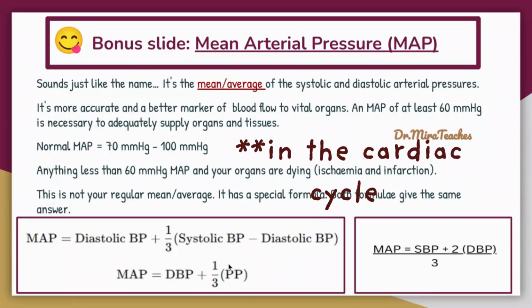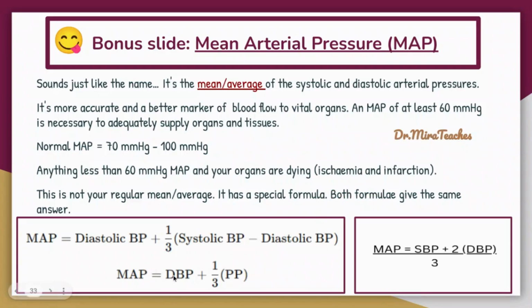So what's the formula? Mean arterial pressure is equal to diastolic blood pressure plus one third of your pulse pressure. Very simple. Diastolic blood pressure plus one third of your pulse pressure. What is pulse pressure? Pulse pressure is just your systolic blood pressure minus your diastolic blood pressure. That will give you pulse pressure.